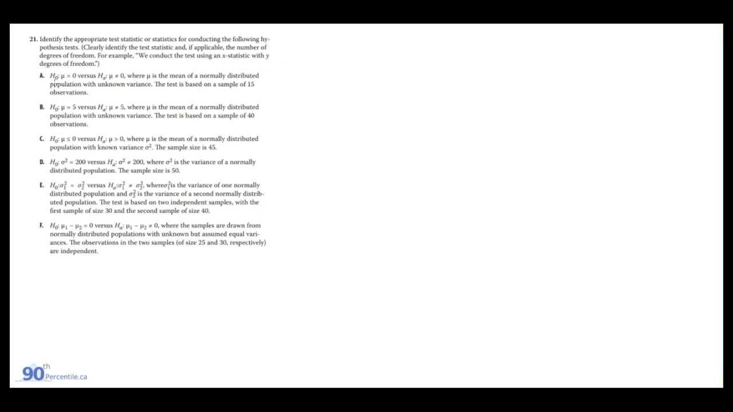So A, the null hypothesis is that the mean is 0 versus the alternative that it is not equal to 0, where the mean is normally distributed of a population with an unknown variance, so it's automatically not the z-test, and the test is based on a sample of 15 observations. So this hits both of our criteria for the t-test, which is the answer, because the variance is unknown and n, the sample size, is less than 30.